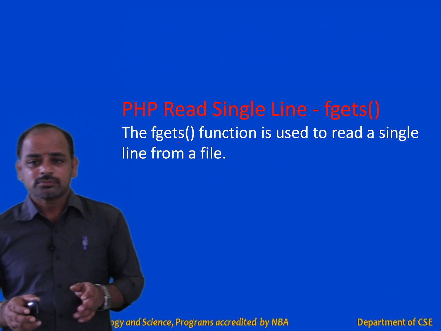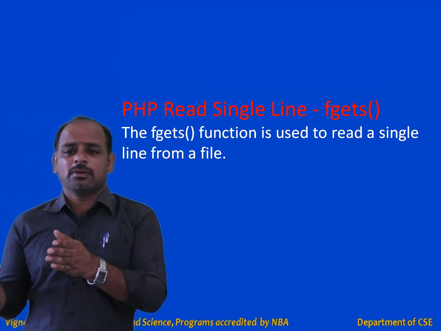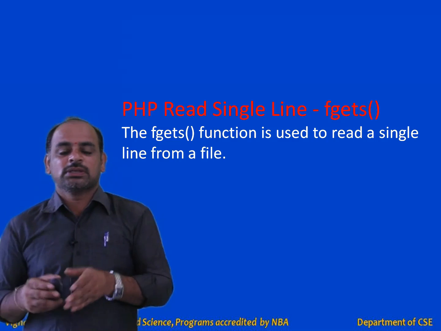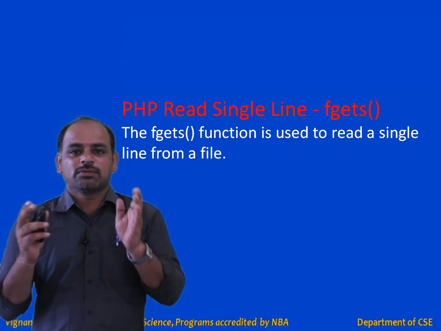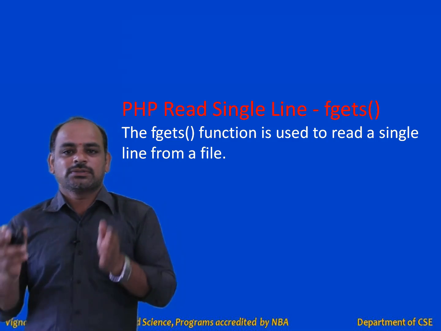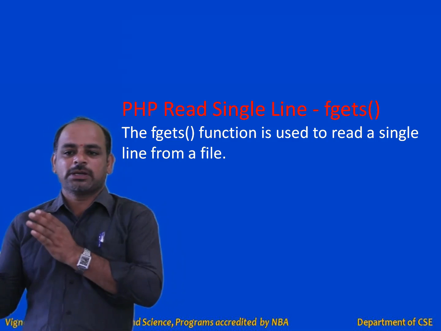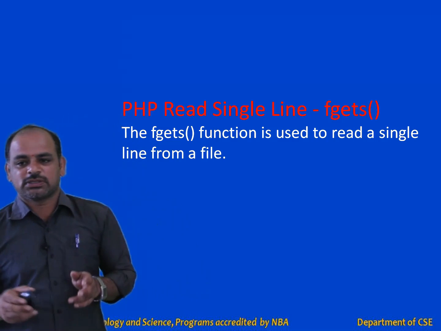Next, in order to perform the read operation from the file, one of the predefined read functions we have seen is fread. We have some other functions, that is the fgets function and the fgetc function. What is the use of the fgets function? The fgets function reads one line at a time from that particular file. For that we have to use the fgets function.